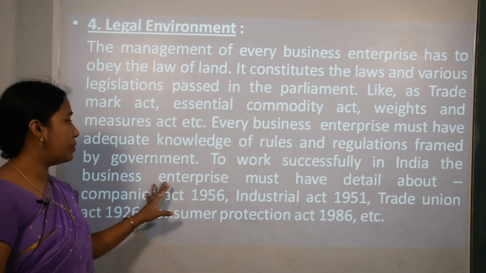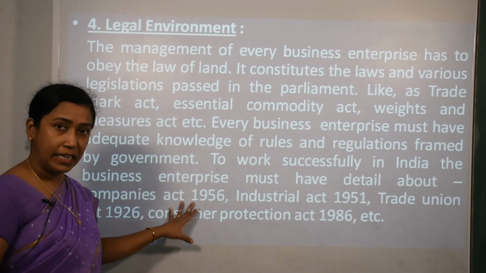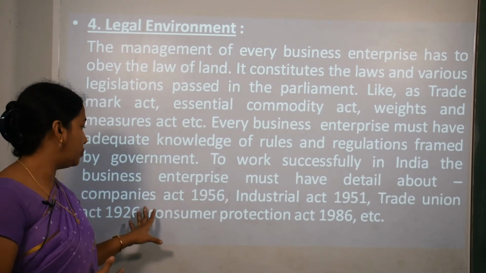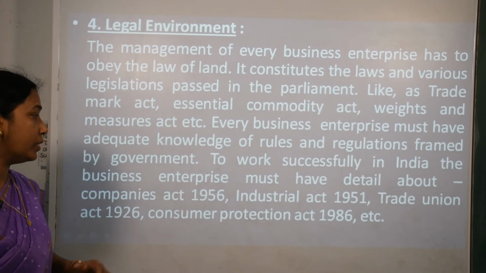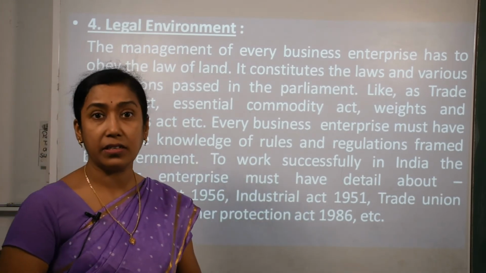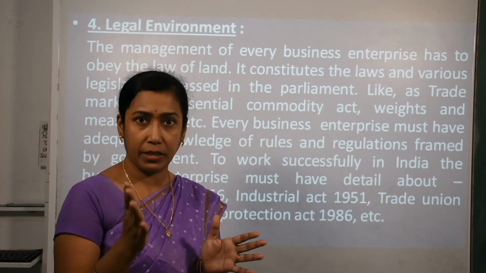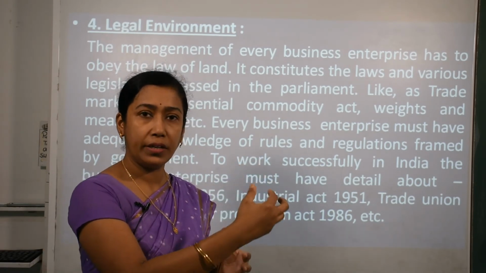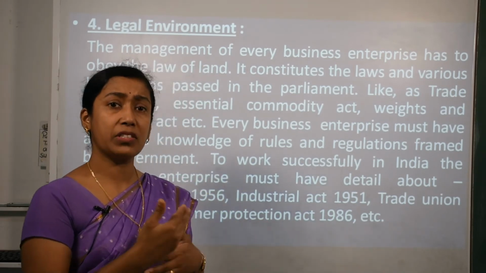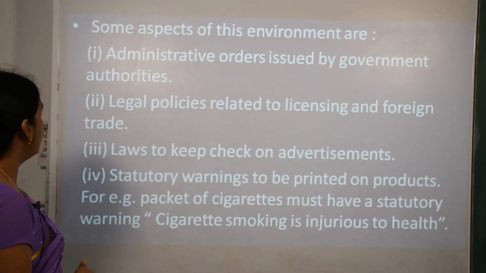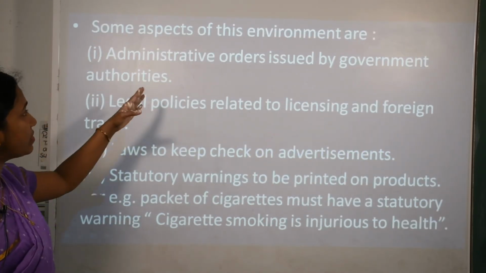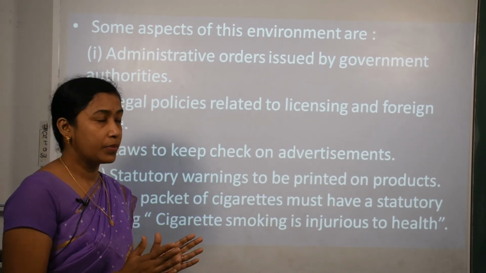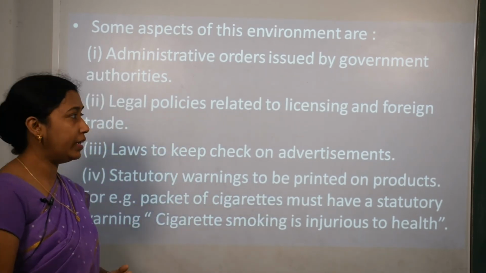To work successfully in India, the business enterprise must have details about the Companies Act 1956. That means any businessman continuing his business in India must have knowledge related to the Companies Act 1956, Industrial Act 1951, Trade Union Act 1926, Consumer Protection Act 1986 and so on. There are various legislations passed in Parliament. According to that, the business enterprise must behave properly, fulfill all the requirements laid down by law, and obey the rules and regulations of the government. There are also some aspects of this environment, such as administrative orders issued by government authorities. He must be prepared to fulfill all the orders laid down by the administrative system.